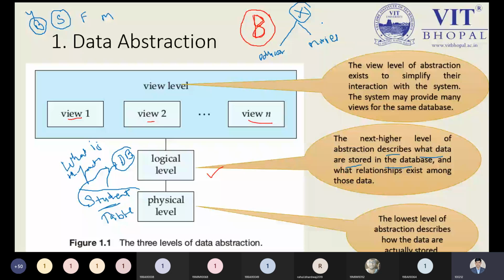Now is this level clear to you? Yes, sir. So this is the most important part I wanted to discuss with you today, the data abstraction. If this diagram is clear to all, then I can move to my next slide. Shall I move ahead, or is there any doubt? Please ask me. No doubt, sir.